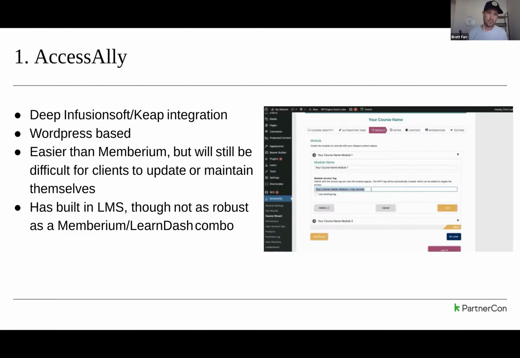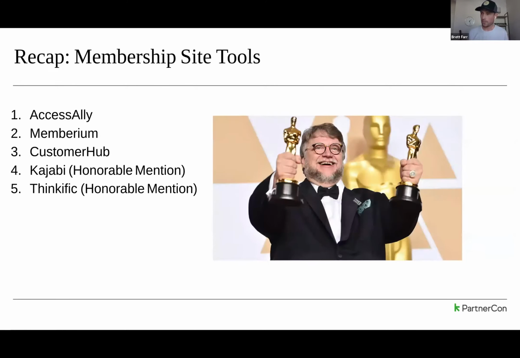And so what I've got here is a recap of the membership site tools. And I've added a couple more here because of the whole WordPress situation. So again, Access Ally, Membarium, Customer Hub, and I've added here, I don't want to talk too much about them, but Kajabi would be an option, and Thinkific would be an option if your client wants a little more flexibility. They don't care about the really tight integration with Infusionsoft. They just want something easy, quick to set up and use and understand. Kajabi and Thinkific would be the next places that I go.